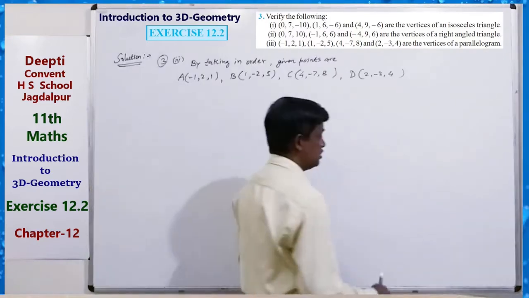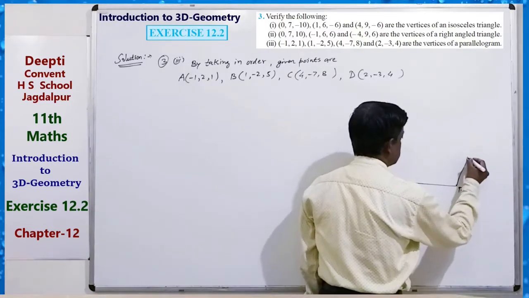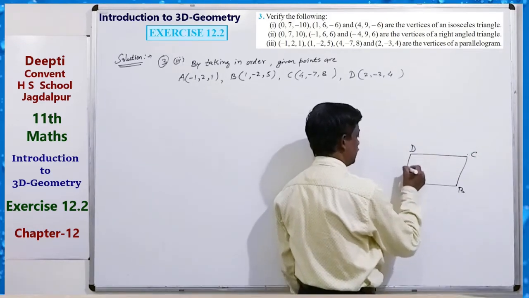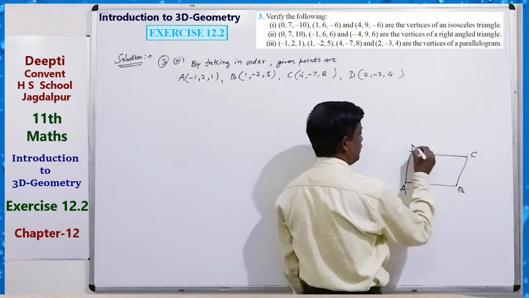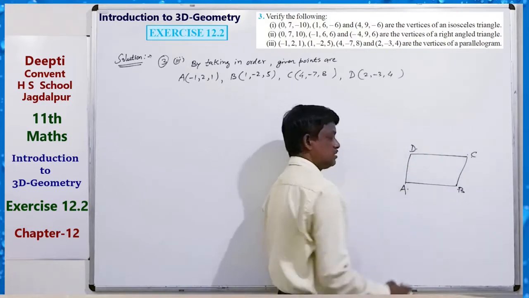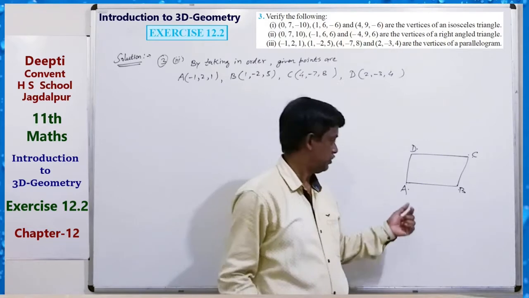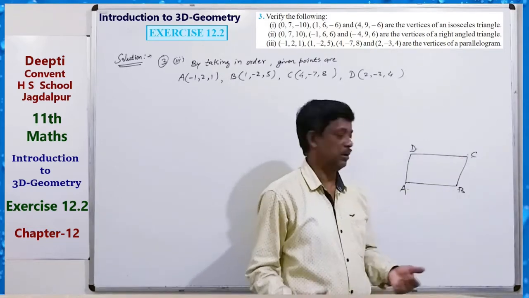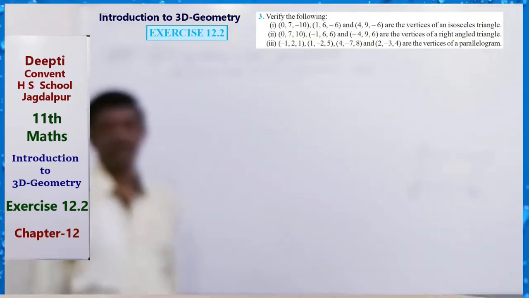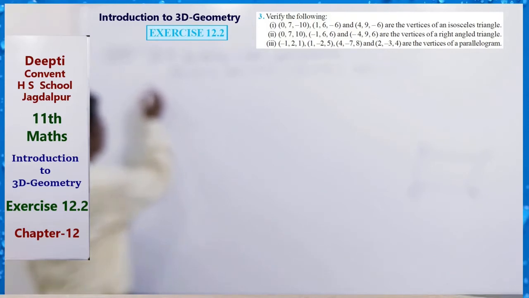Taking in order means, suppose this is A, this is B, this is C, this is D. First A, then B, then C, then D. We have to find whether it is a quadrilateral. If opposite sides AB and CD are equal and BC and DA are equal, then we can say this is a parallelogram.